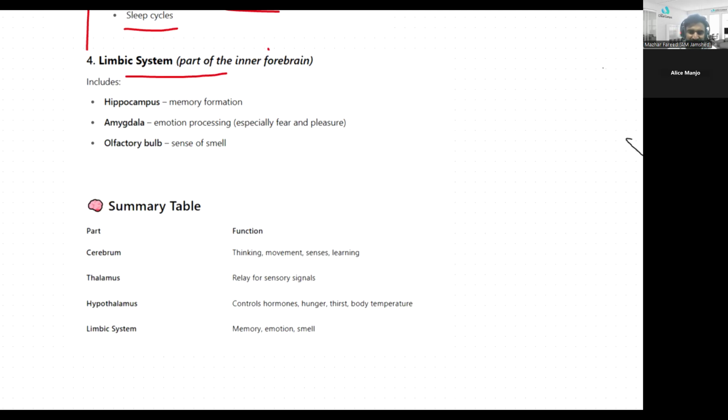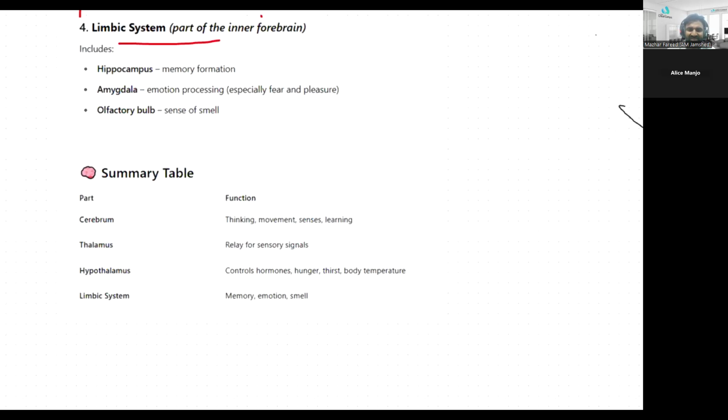So the summary of the forebrain is this. Cerebrum is involved in thinking, movement, sense and learning. Thalamus is a relay center. Hypothalamus controls hormones, hunger, thirst, body temperature. And the limbic system is involved in memory, emotion, and smell.